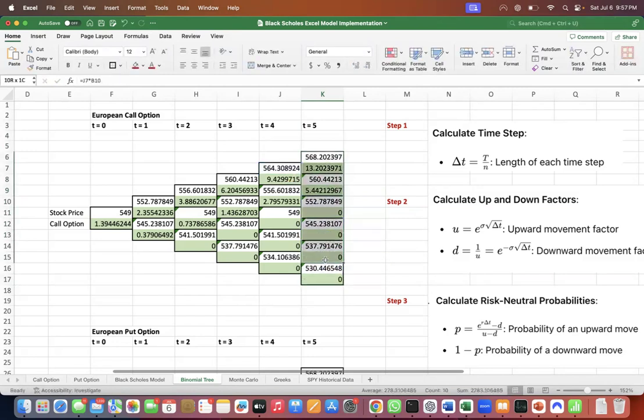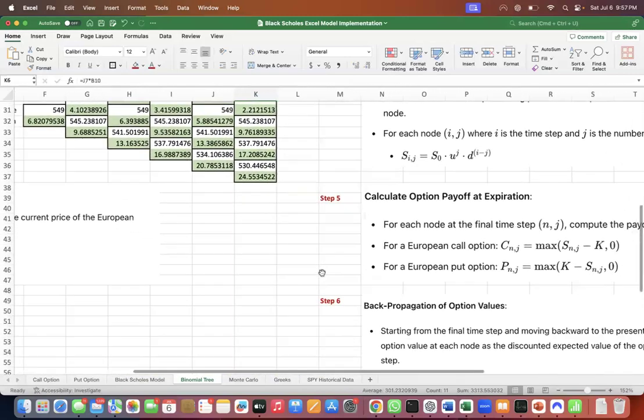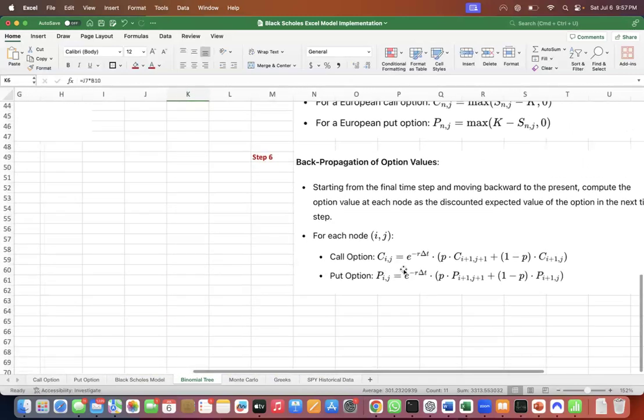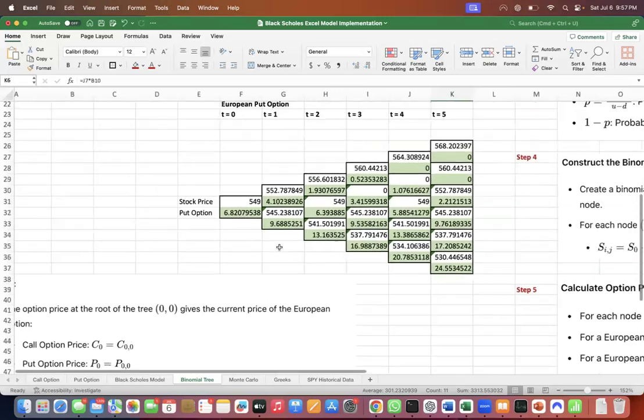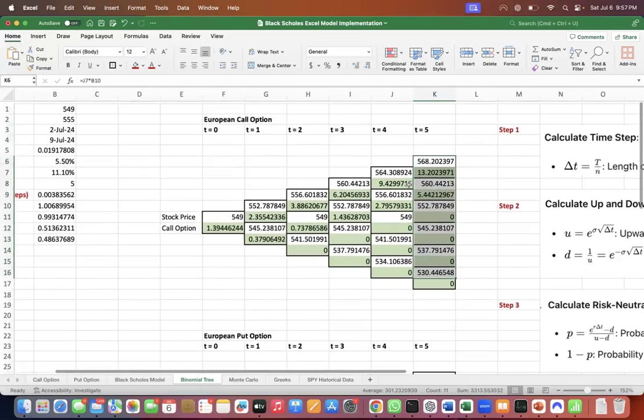So once you do, what is the next step? The next step is back propagation. If you have not seen my theoretical video, I highly recommend watching it, because I have explained in detail how we are following all the steps. So whatever call option price we are getting at the up node and down node, we are multiplying p with the up node and 1 minus p with the down node. And whatever value we get, we discount it by multiplying it with e raised to the power minus r delta t.